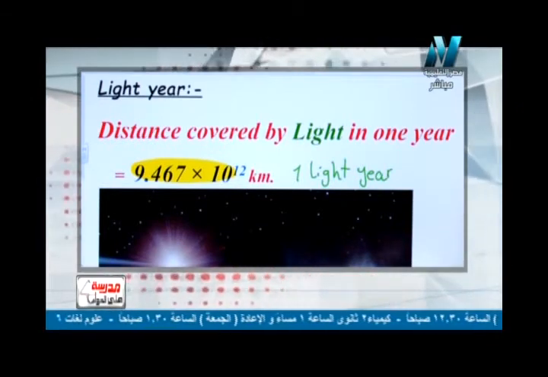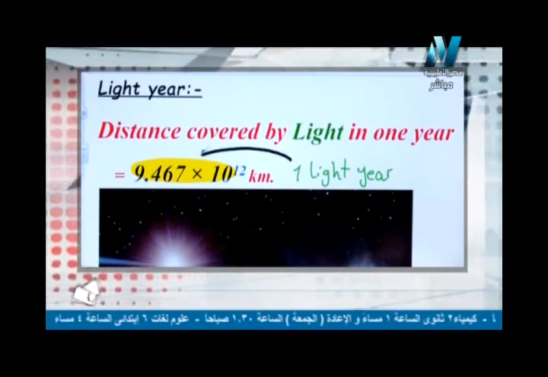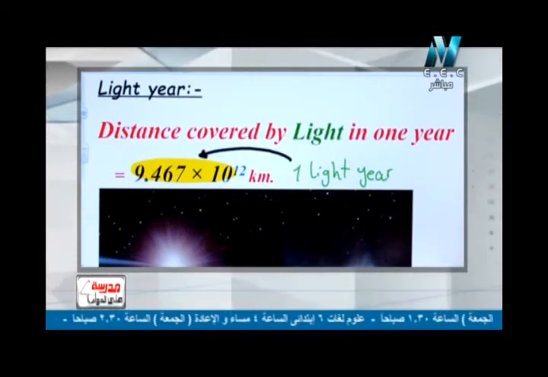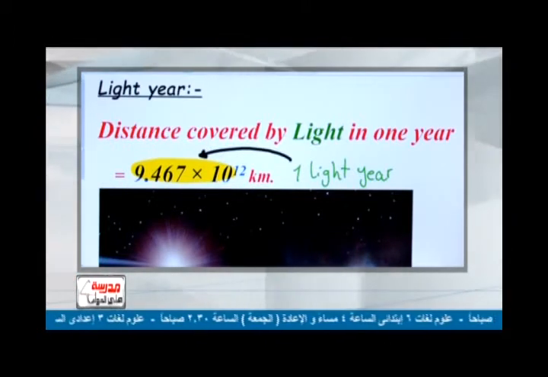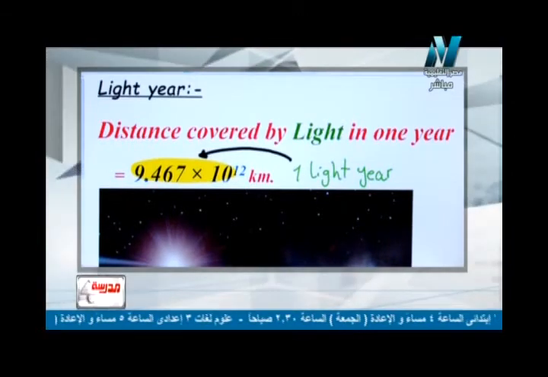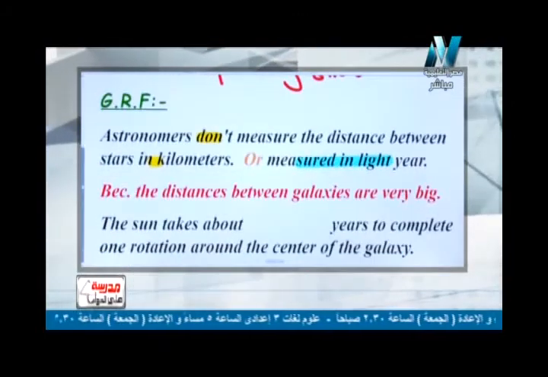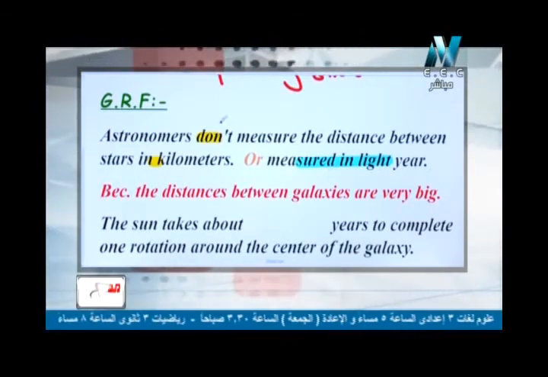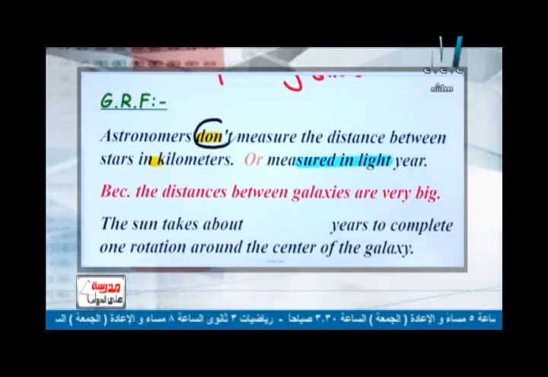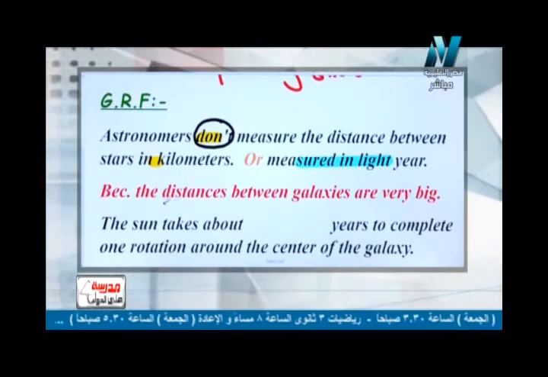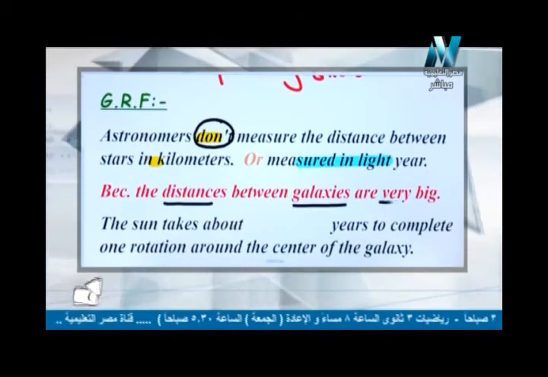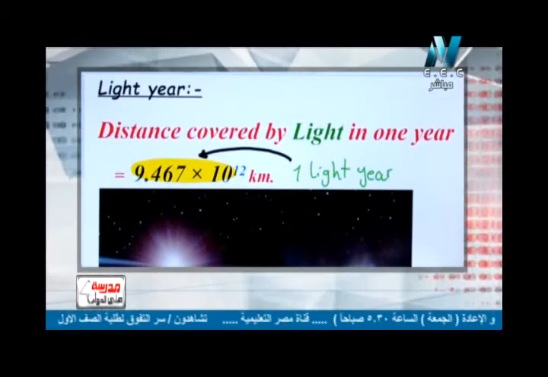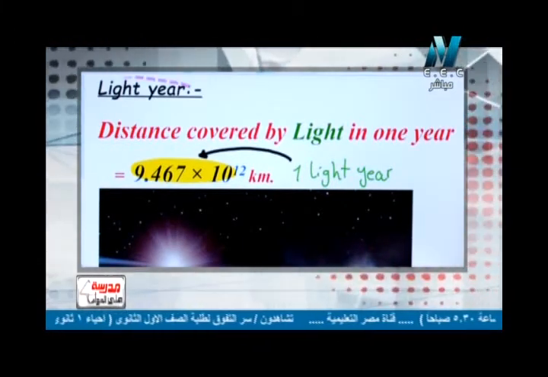So 1 light year equals 9.467 times 10 to the power of 12 kilometer. So now we know what is meant by light year, and the reason for it. On the previous page we have why we use light year and why we don't measure distances in kilometer in space: because distances between galaxies are very huge. And at this point we have to define what is meant by light year. Okay.